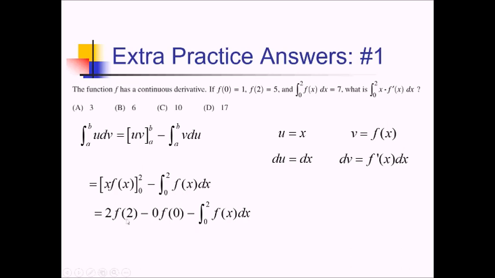And now, what is f of 2? Well, f of 2, they told us, is 5. So this is really 2 times 5. And it doesn't really matter what f of 0 is because we're multiplying it by 0, so that's gone. Integral from 0 to 2, they gave us that. They said that was 7. So we have a minus 7 here. So this is just 10 minus 7, which comes out to 3, giving us answer choice A.